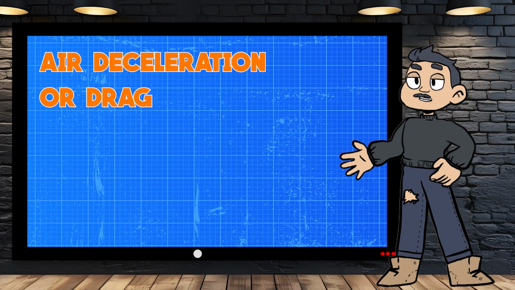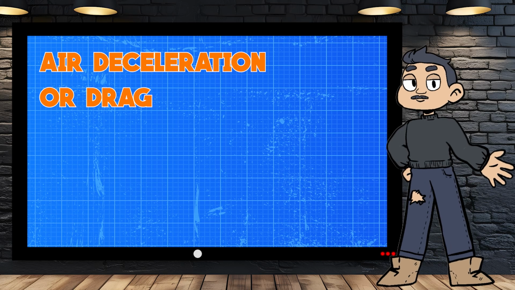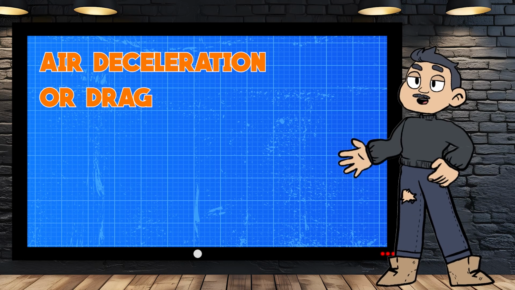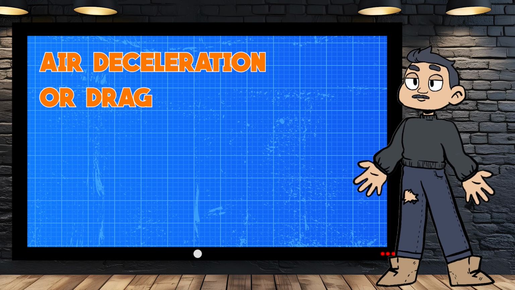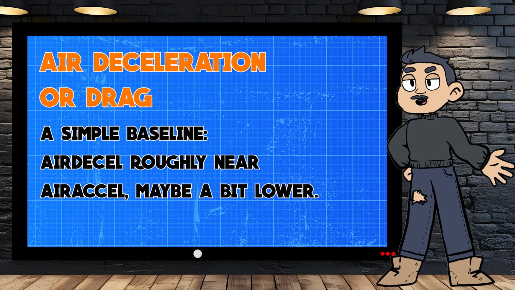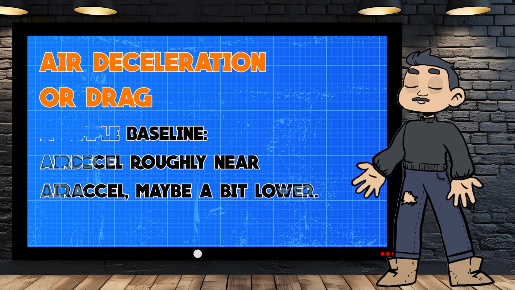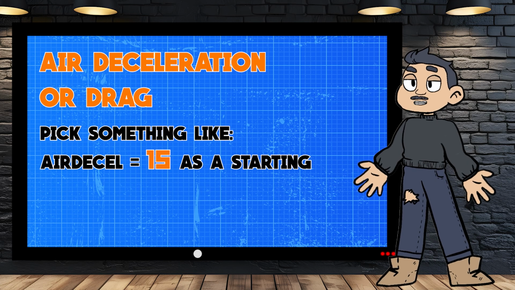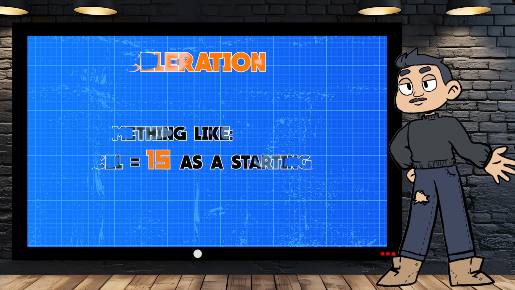Air deceleration or drag. This is how quickly you stop accelerating in air when you release input. If you don't define this, air can feel slippery even if ground feels tight. A simple baseline. Air decel roughly near air accel, maybe a bit lower. Pick something like air decel equals 15 as a starting point.